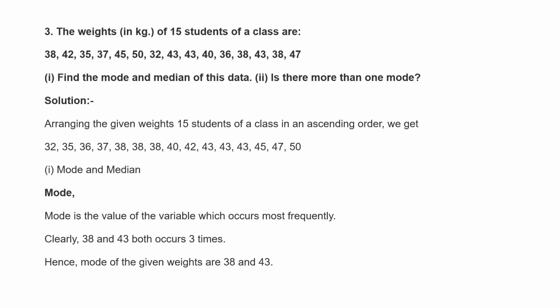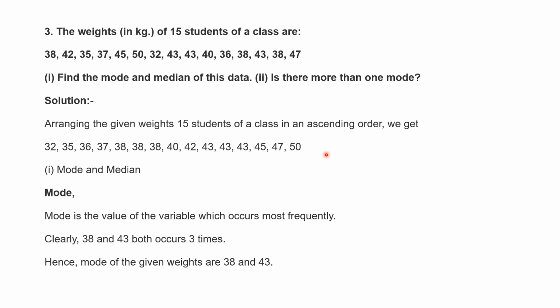Next question is like this. The weights in kg of 15 students of a class are given, different weights. Then find the mode and median of this data. Is there more than one mode? Let us see. First, what we have to find out? We have to find the mode. To find the mode, what we have to do? We have to arrange them in ascending order.